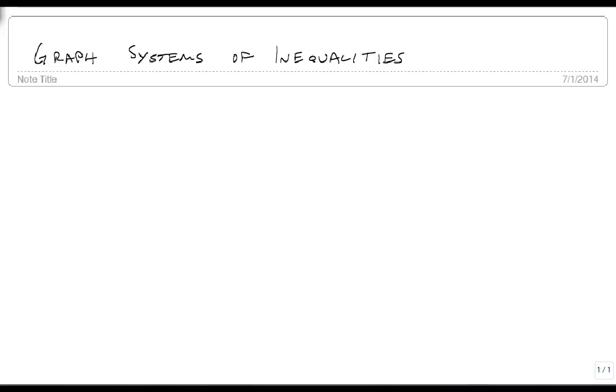Let's graph systems of inequalities. This is very similar to an earlier video where we graphed an inequality in two variables, but now we're going to do it with systems. And the most important thing to remember here is that when you're using a line that has a greater than or a less than, that line is going to be dashed. However, if it's a less than or equal or a greater than or equal, it's going to be solid.